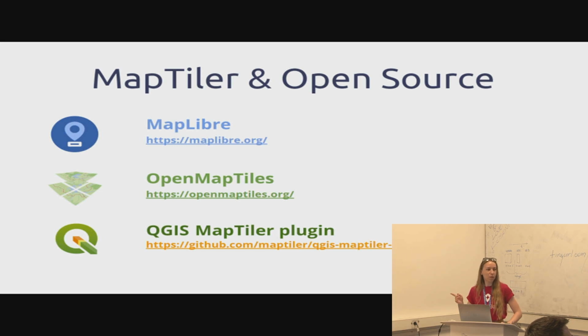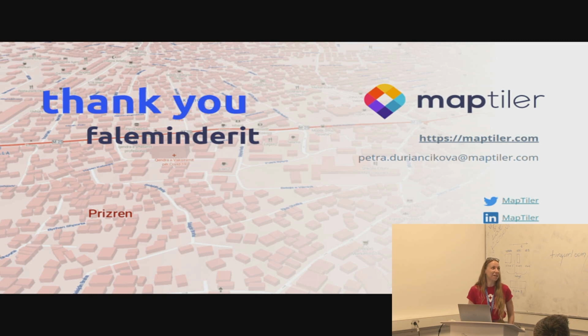Also, my colleague Jonathan will be having a presentation about the SDK of MapTiler, which is built on top of MapLibre. Then also the OpenMapTiles project, which is turning OpenStreetMap data into vector tiles. And you may also know the QGIS MapTiler plugin, which enables you to fetch our base maps directly into your QGIS desktop. So that is everything from me, and thanks for your attention.